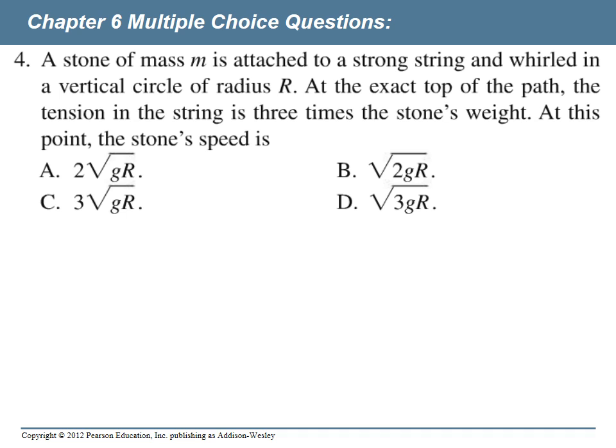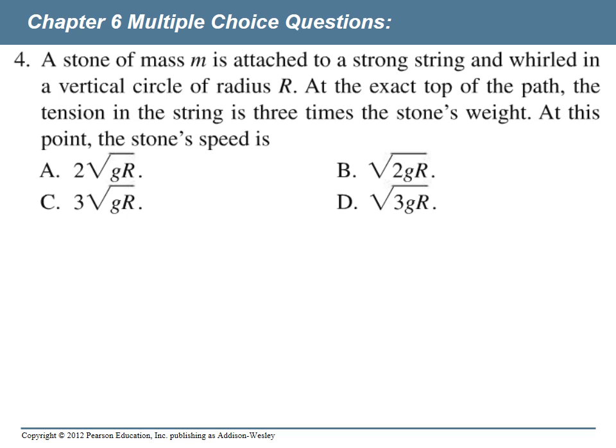Okay, so we have a stone of mass m attached to a string whirled in a vertical circle with a radius r, and we're told that at the exact top of the path, the tension is 3 times the stone's weight. So what's the speed? We're given the tension, we need to find the speed.